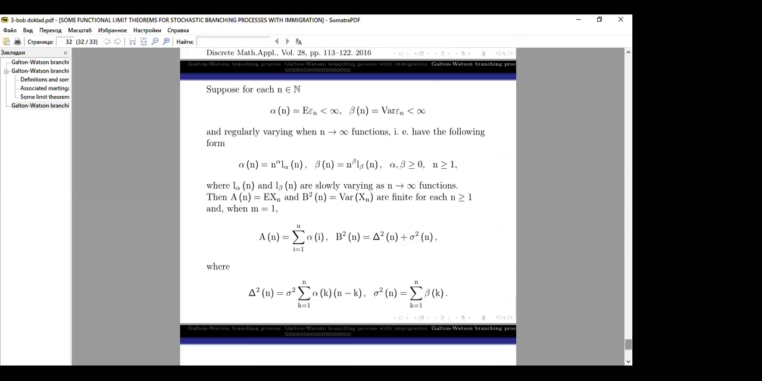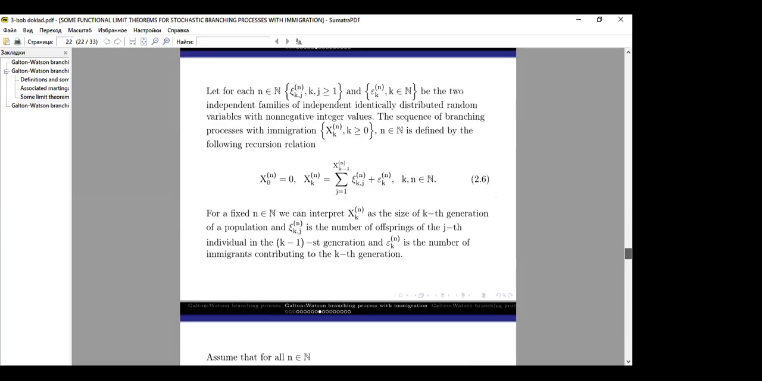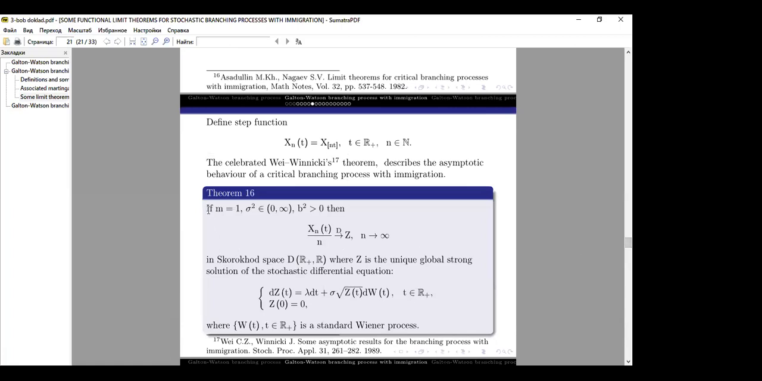It would be very good if we consider some dependency condition for the immigration process. The Wawinicki theorem was proved in 1979. What will happen if we suppose the immigration process is, for example, dependent, stationary or ergodic? Does the statement of Wawinicki remain true? It's an open problem. It's very interesting.